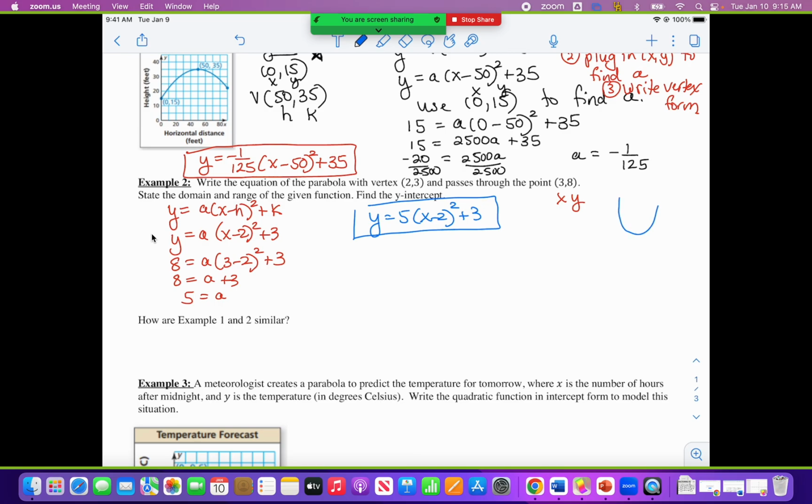So without even graphing, I can tell my parabola opens up. How do I know it opens up? A isn't negative. In other words, A is positive, right? So then my domain is negative infinity to infinity. My range, what's the range?